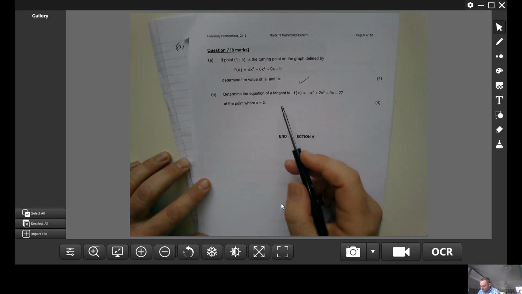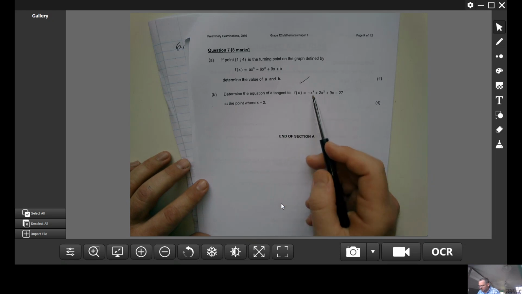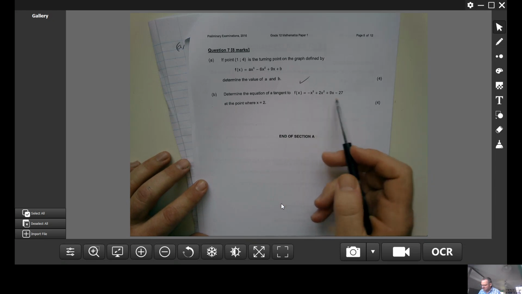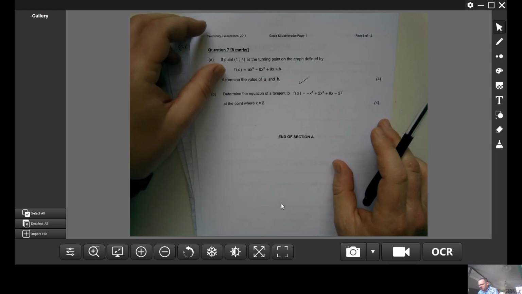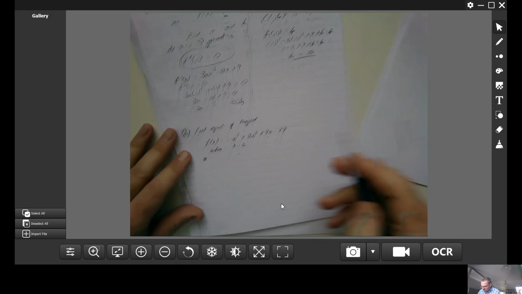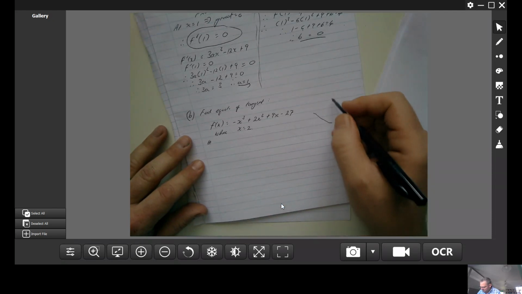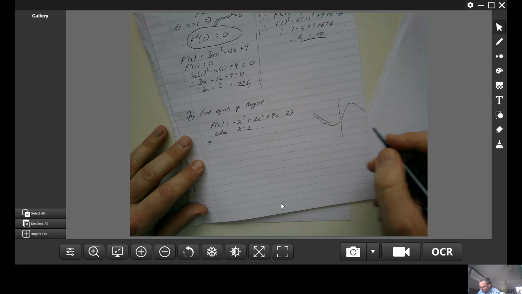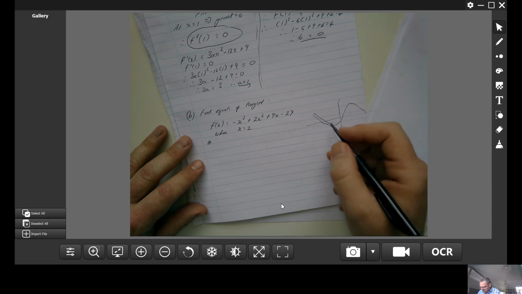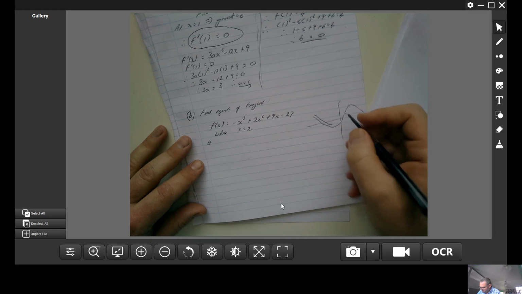The next question, and the last one we're doing on this little video, says determine the equation of a tangent to f(x) = −x³ + 2x² + 9x − 7 at the point where x is equal to 2. To find the equation of a tangent, I don't know what this curve looks like, who knows, but we want the equation of the tangent at x = 2.